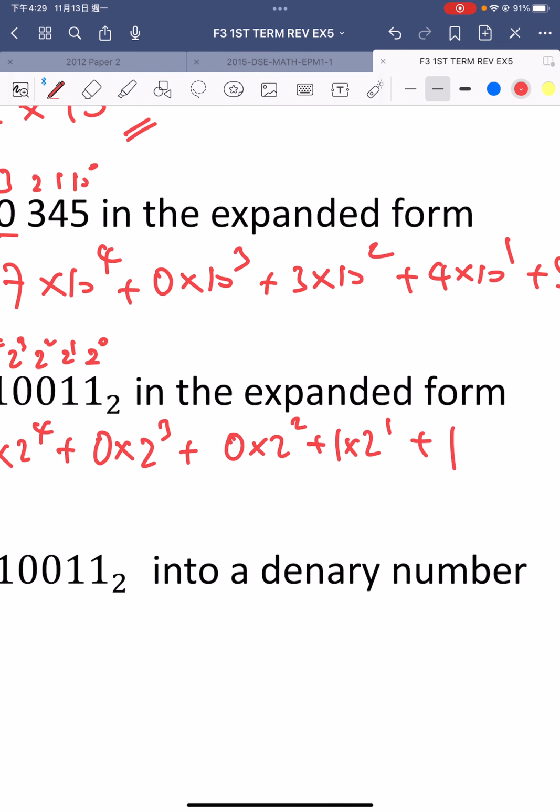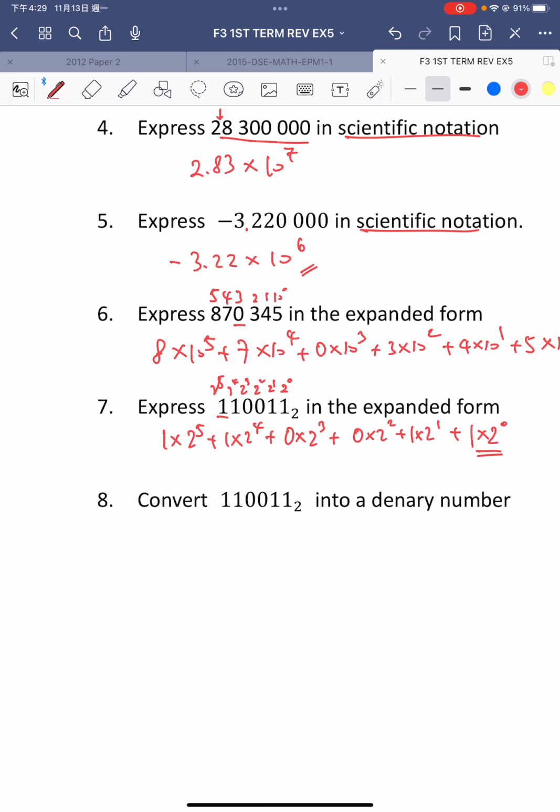And the last term, don't just give me 1. I know it's equal to 1, but give me 2 to the power of 0 as well. Okay, so that's for question 7.